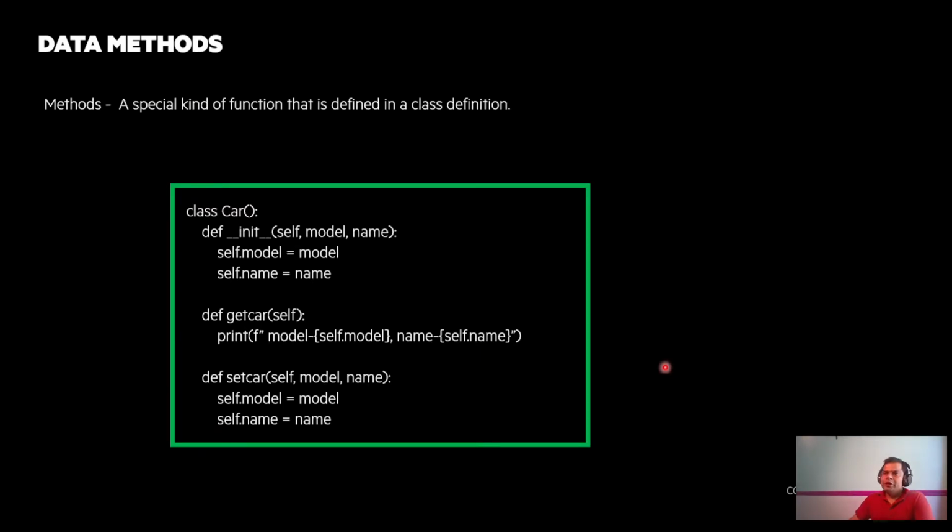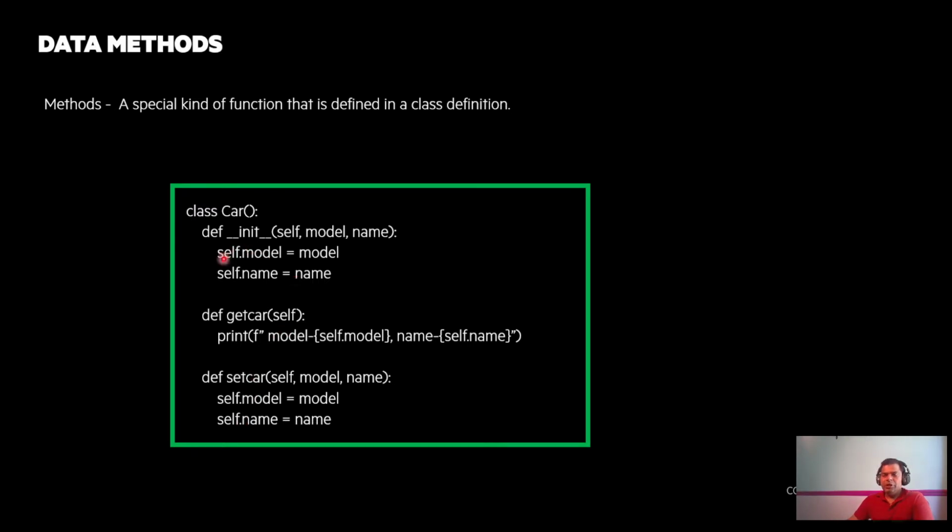And the next part is the methods. Methods are special functions, the functions which we have already learned. Now we are learning they are inside the class, so they will be called methods. We have learned about the init method. Now we have get car, set car, and we can have as much information as we want.